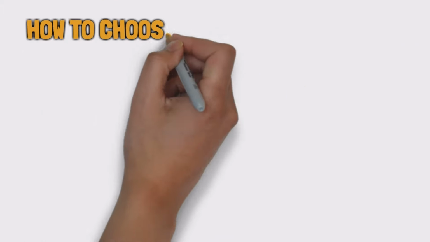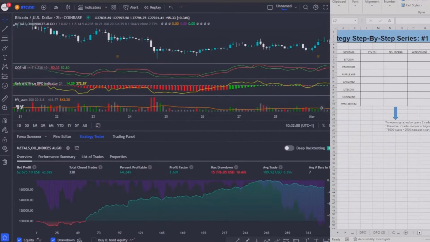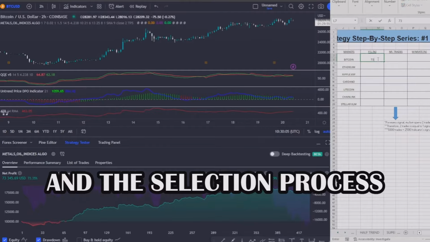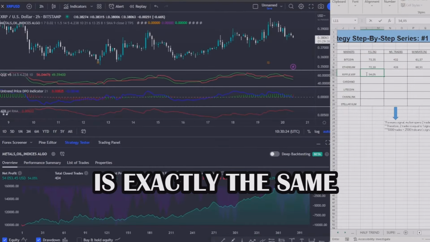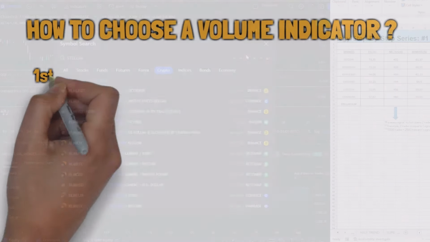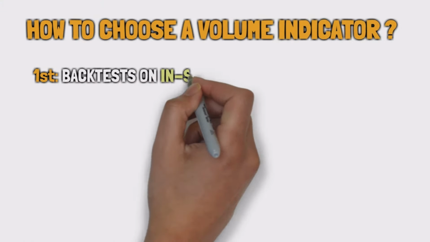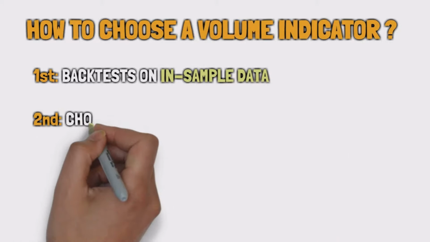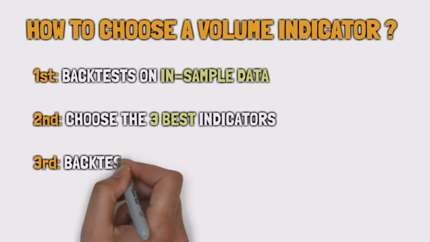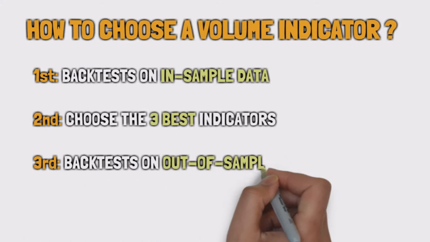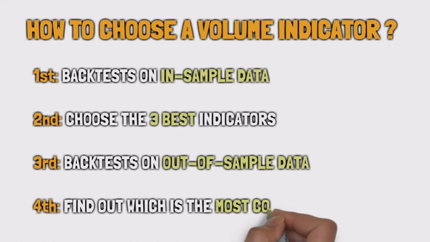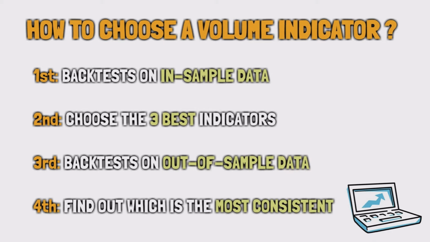And how do you know which one is the best for your strategy? It's quite simple, we just have to backtest as many volume indicators as possible. And the selection process is exactly the same as the one used for choosing the confirmation and filter indicators. As such, we will do a lot of backtests on our in-sample data, where we will choose the 3 best volume indicators that increase the win rate of our system the most to carry out the backtests on the out of sample data. After that, we will know which is the most consistent and if it is necessary to carry out some kind of optimization.